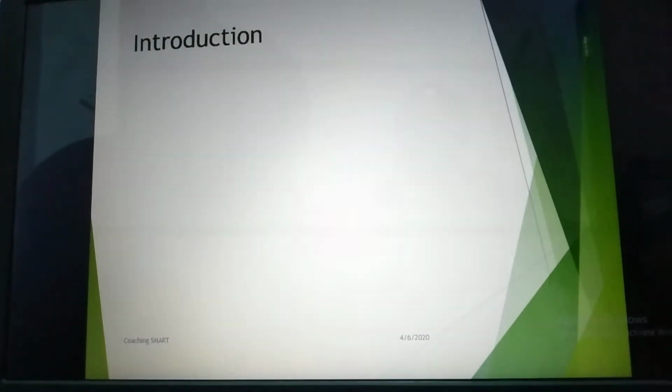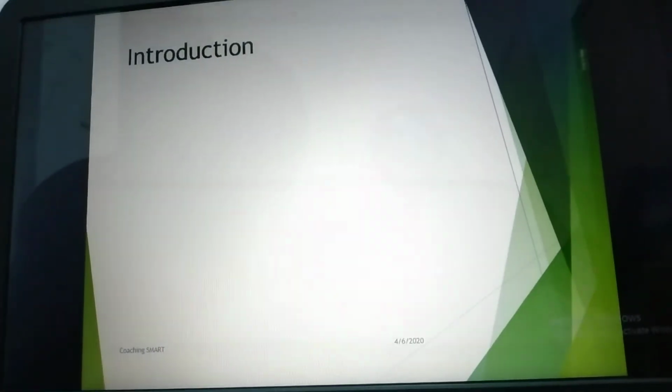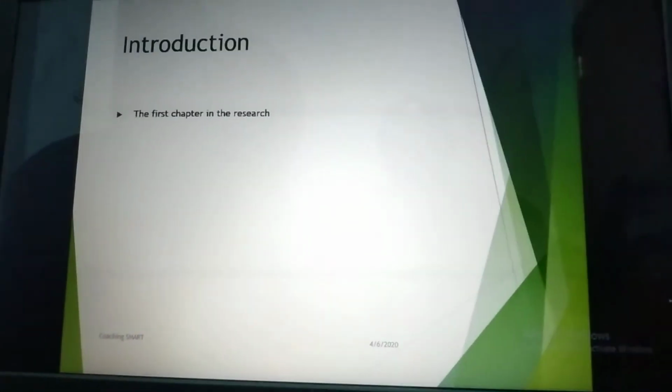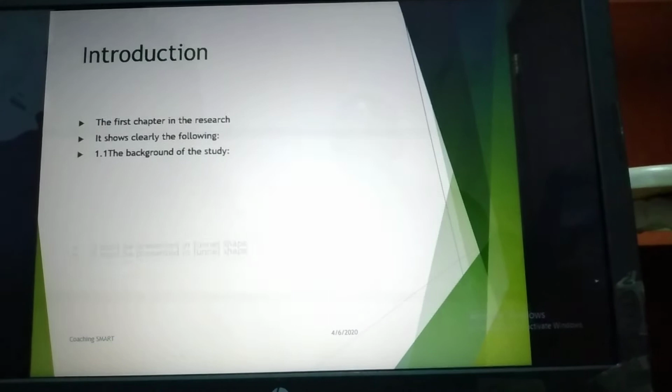Introduction. Now, this is our chapter 1. Now, what is in chapter 1? The first chapter in the research. It shows clearly the following. 1.1, the background of the study.